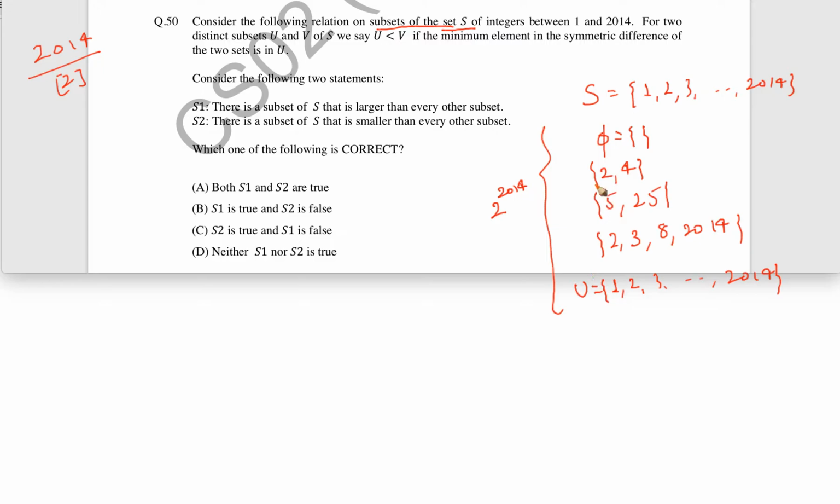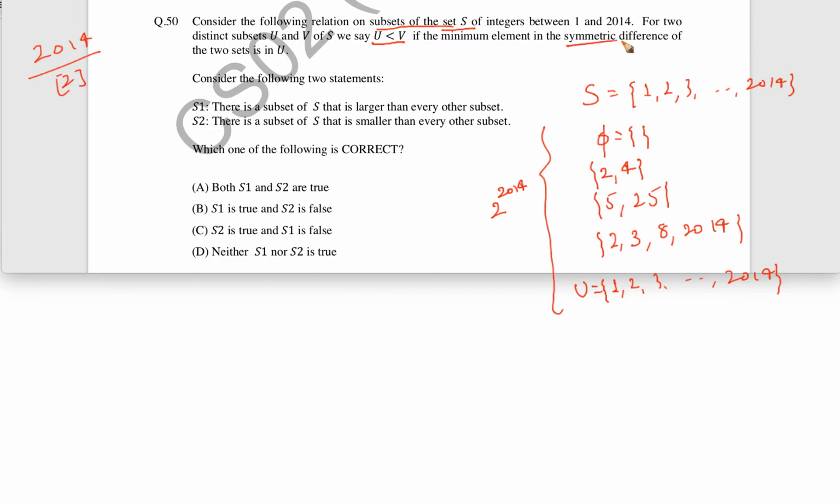However, we are interested in a particular situation where they are saying that for two distinct subsets U and V, we say that U is less than V when the minimum element in the symmetric difference of two sets is in U. Okay, so I'll just show it by an example what they are saying.